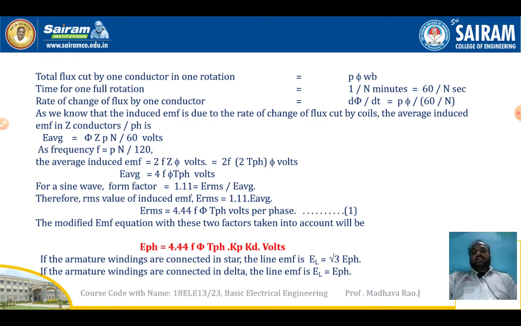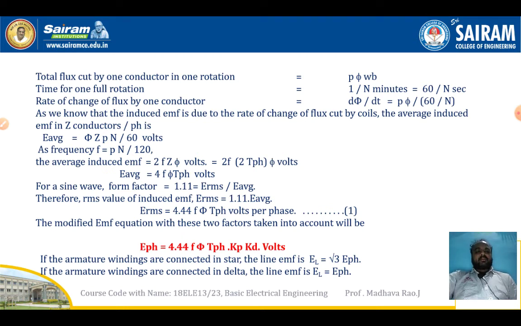Time for one full rotation is equal to 1 by N minutes, that is equal to 60 by N seconds. So we are converting minutes into seconds, right? The rate of change of flux by one conductor according to Faraday's law, d phi by dt. Substitute here d phi and dt, P phi by 60 by N, right?